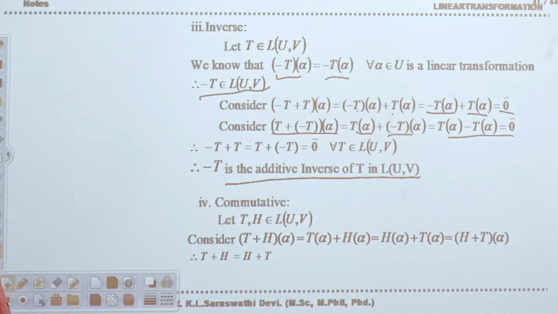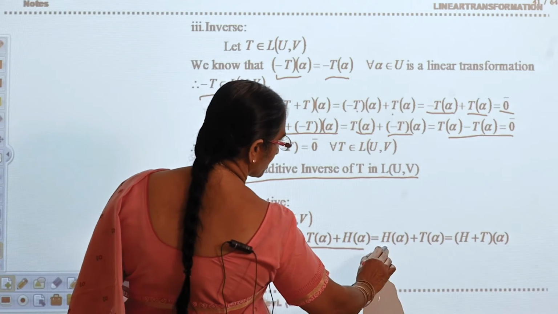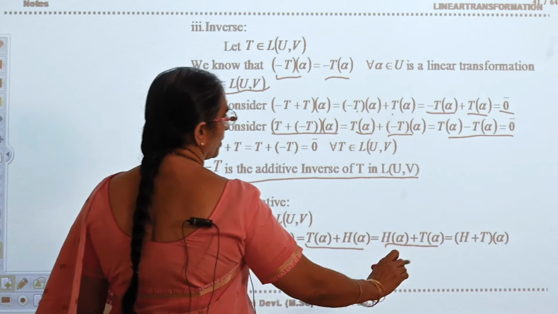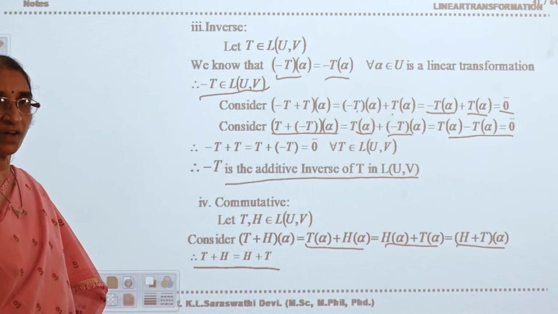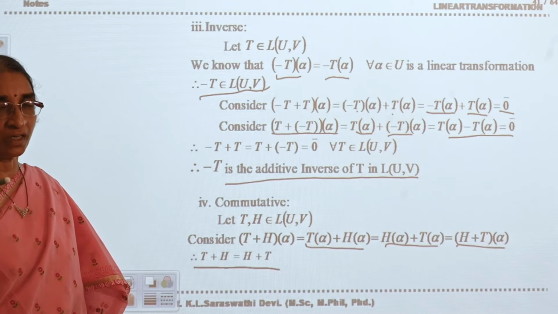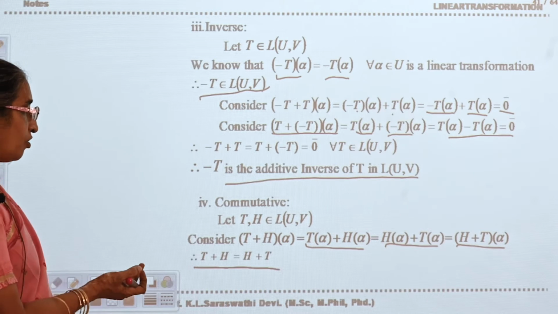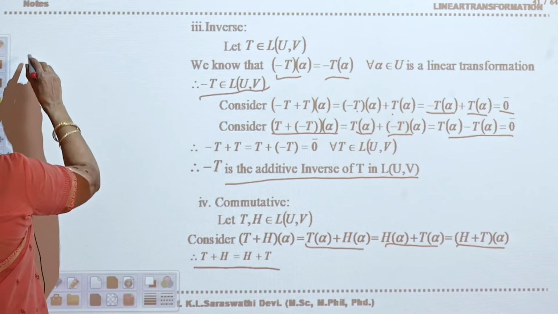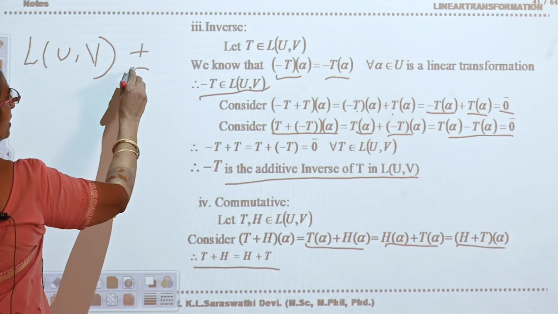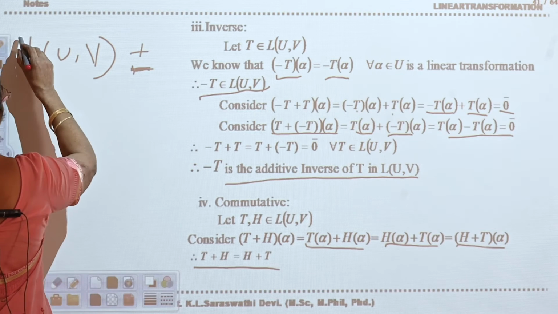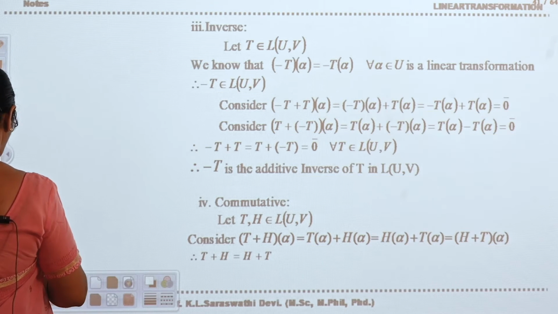Next, commutativity. T plus H of alpha is T alpha plus H alpha. This is H alpha plus T of alpha. Therefore, H plus T of alpha. Commutativity is satisfied. That is, closure is satisfied, associativity is satisfied, an additive identity exists, an additive inverse exists, and commutativity is satisfied. Therefore, L of UV with this plus, which is addition of linear transformations, will form an abelian group. Is it okay? Now see the next one.